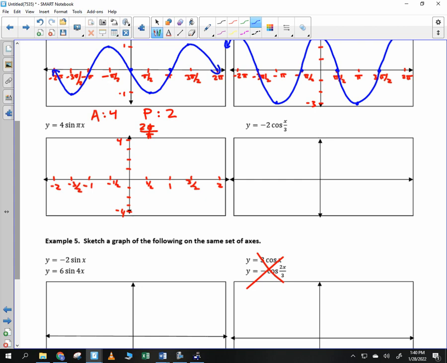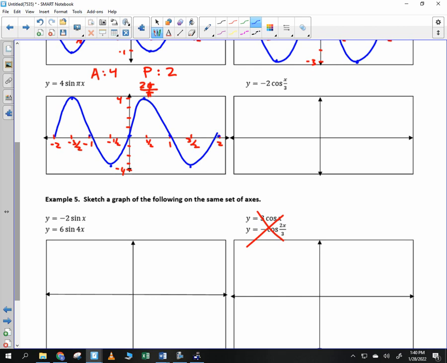Okay, I've got the structure of my graph set. Does anybody have questions about the structure of my graph? Okay, where do I start? Middle. And which direction do I go? I go up. Good. Got 2 more problems. What is the amplitude for this one? 2.